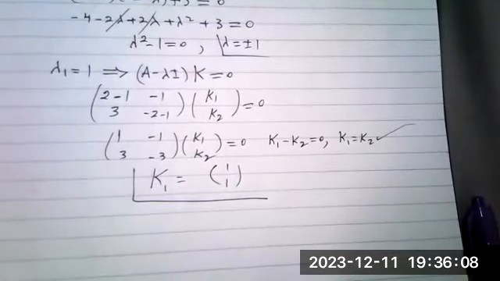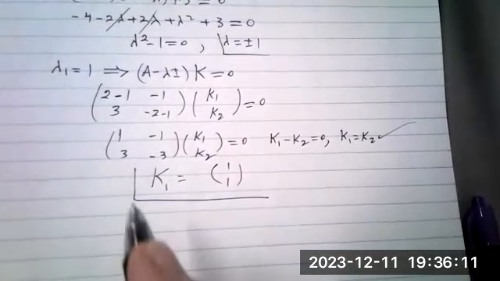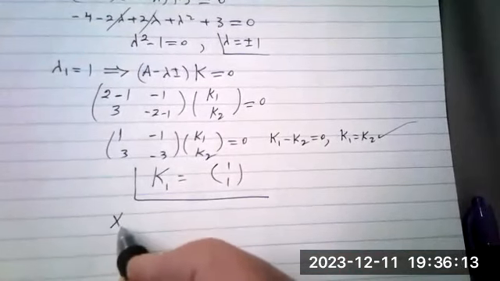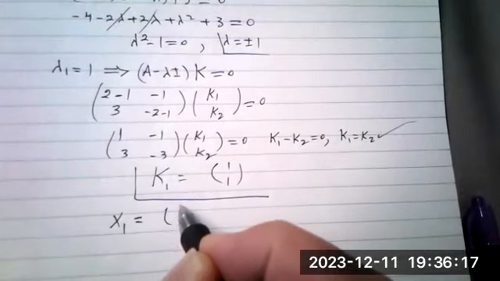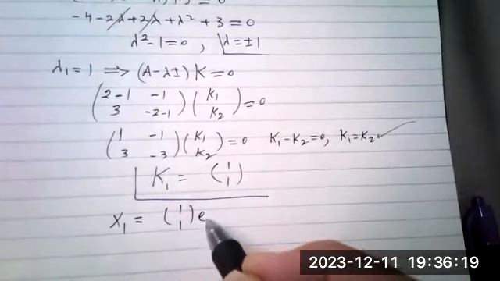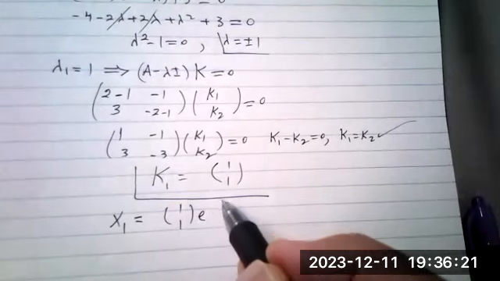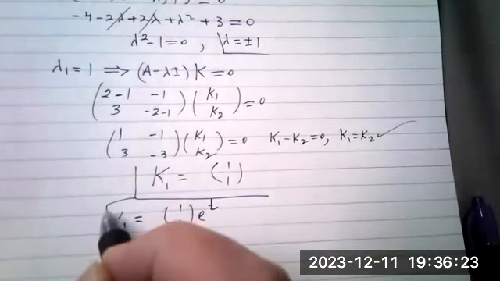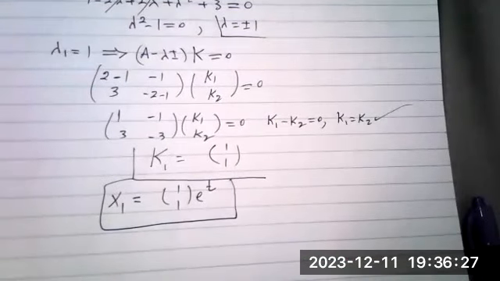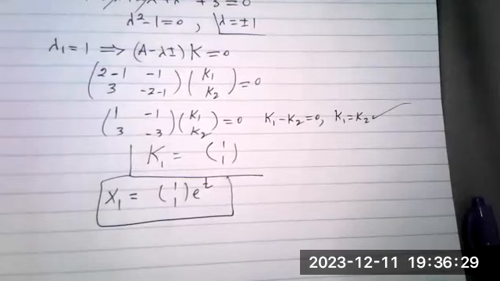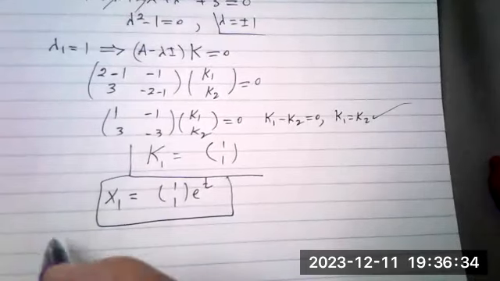So this is the first one. And the first solution, x1, is going to be equal to (1, 1) e to the t. That is the solution that corresponds to lambda equal to 1. Any question? Repeat it again for lambda equal to -1.